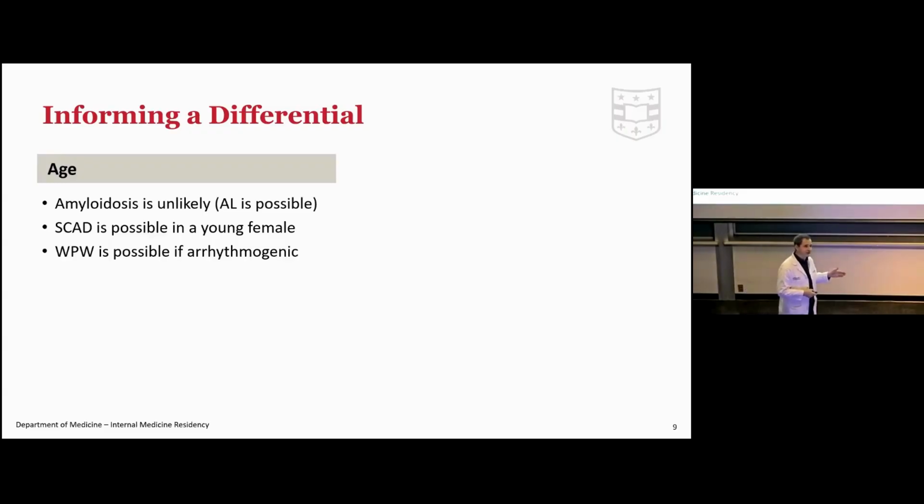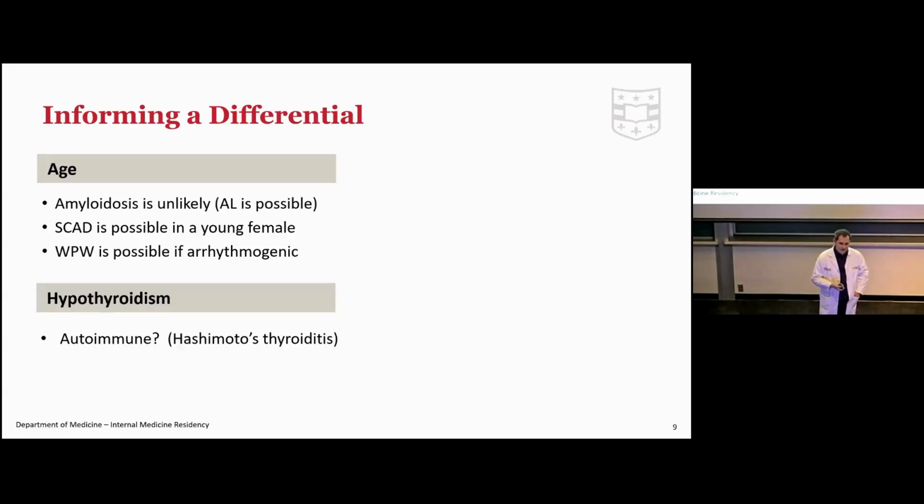With a younger person, I'm going to be thinking about autoimmune diseases. I might think about spontaneous coronary artery dissection, which can happen in young females, although the median age is closer to 50, but it definitely is something that can hit a young woman when they're much less likely to have obstructive coronary disease. And then if they were having palpitations along with their shortness of breath or chest pain, then they may have an arrhythmia like WPW.